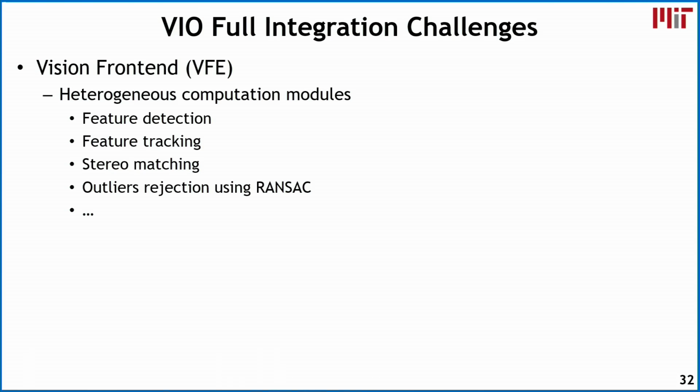And then in both the feature tracking and stereo matching, there tend to be outliers. So we need to perform RANSAC to reject these outliers. And there are a few other modules as well. So it's quite complicated to integrate all of these different modules onto the same system.